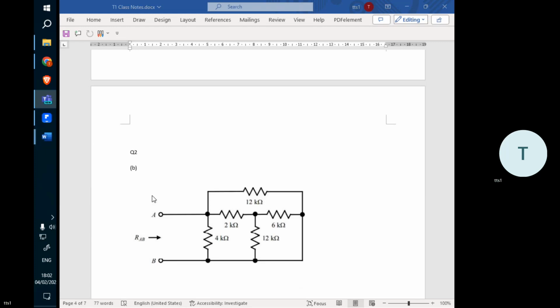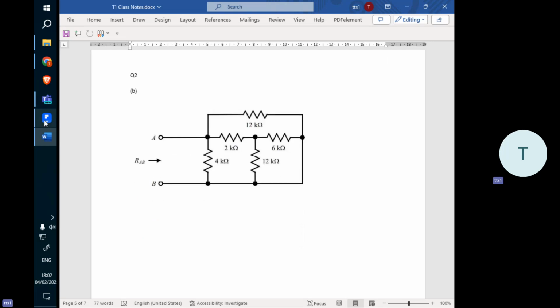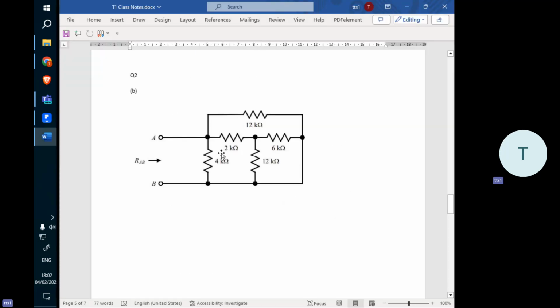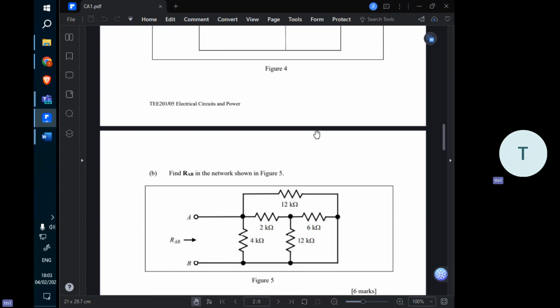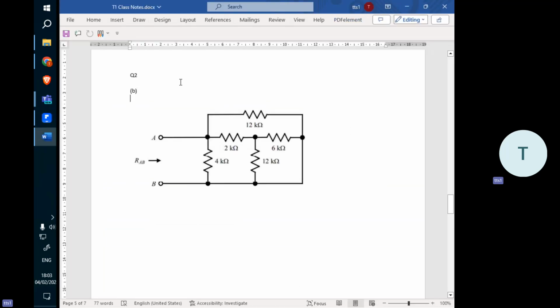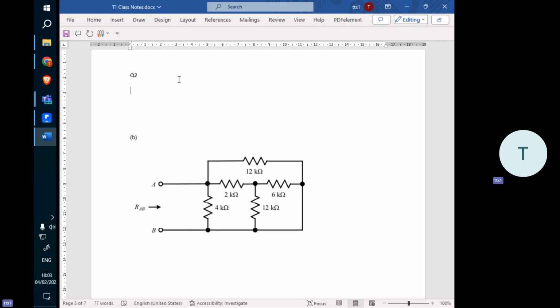Okay, now at question number 2 here. Let me see this one. Wait a minute, it's not the same, right? How come I give you this one? Oh, this one is 2B. Okay, let's talk about 2A.